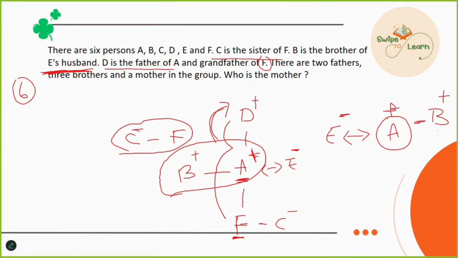Now what is the question? Who is the mother? In this entire relation, we have only one child relation. So E is the mother and A is the father of F and C. Then who is the mother? E. E is the mother here.